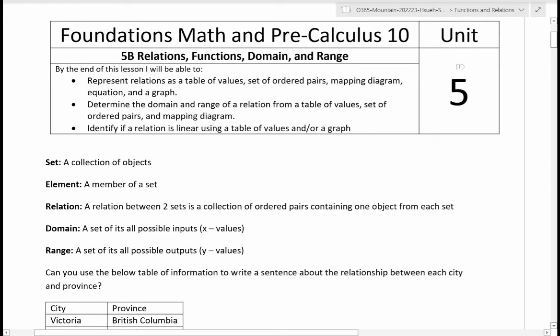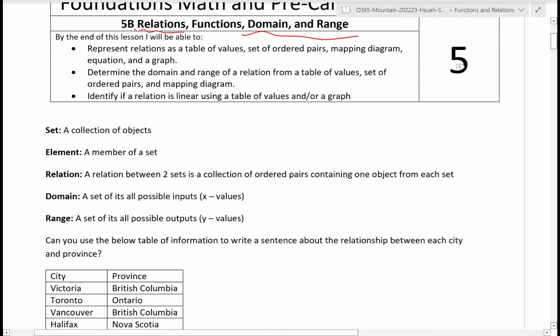All right, welcome back to the second lesson in Unit 5. In this lesson, we will be looking at a lot of new definitions, new words, and we're going to explore what it means to have a relation, and then the meaning of domain and range. Here is some new vocabulary that we need to know.